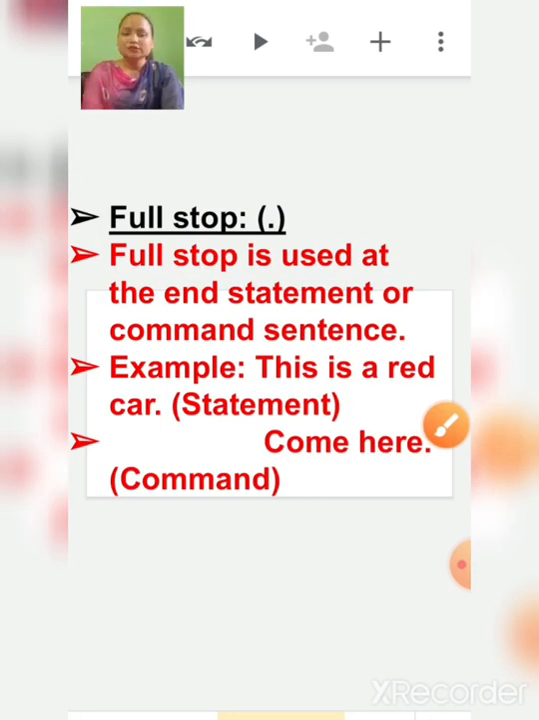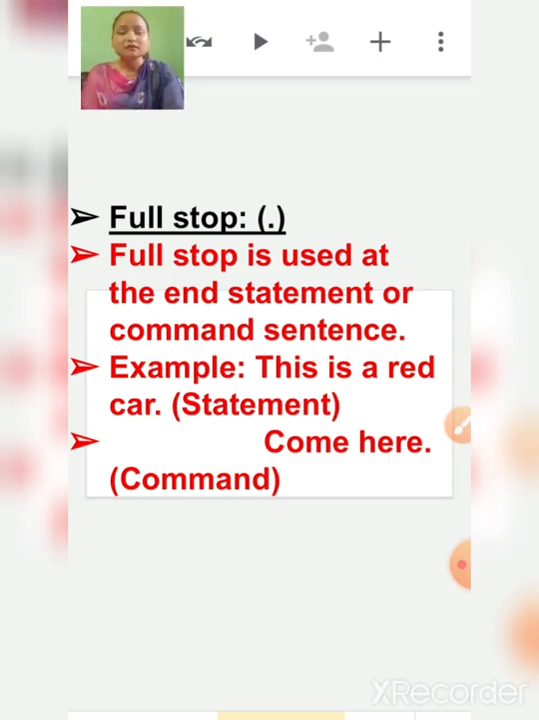Now, full stop. The first punctuation mark is full stop. You all know what is full stop, when to use, right? So, full stop is used at the end of statement or command sentences. When the sentence ends, then we use full stop. Or a command sentence, when we give a command to someone, that sentence also ends with full stop.